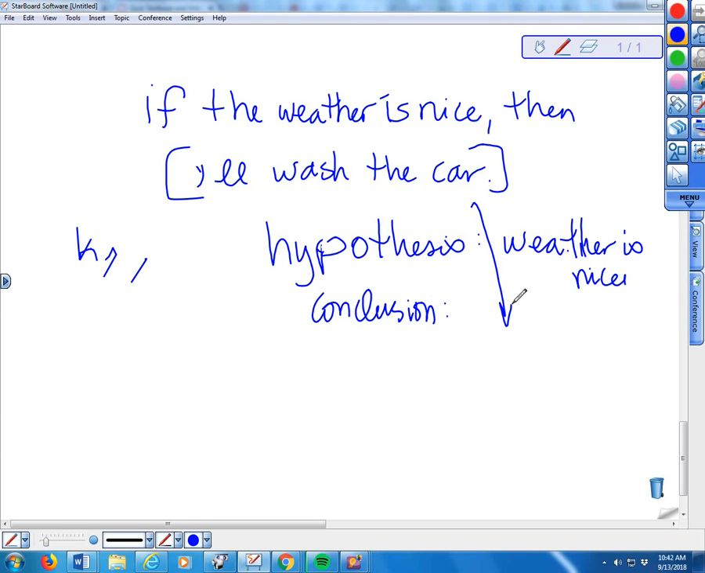Okay, so not real complicated. Just don't put the word if when you're writing it, or then. It's always what follows. Hypothesis follows the word if. Conclusion follows the word then.